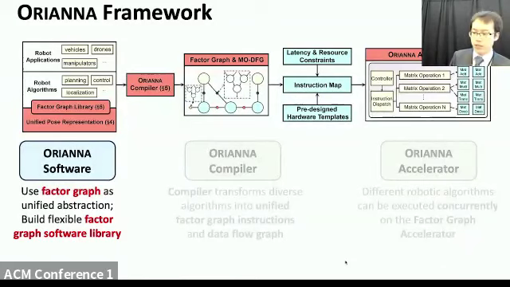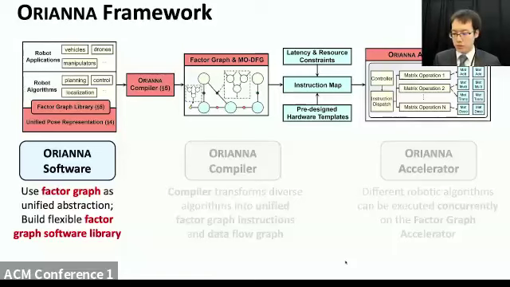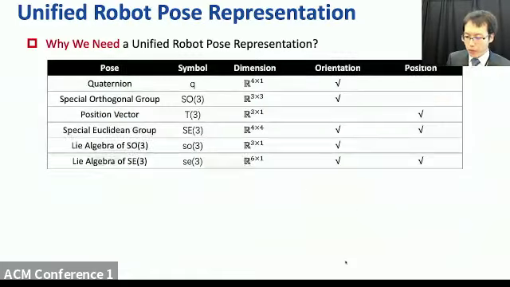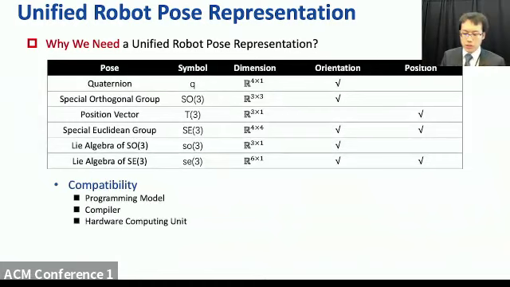So the first is the software stack. Through this software stack, users can implement different robotic algorithms to build their applications using the factor graph software library. So why do we need these unified pose representations? You can see many different pose representations exist in the field of robotics, and they can be transformed into each other. However, this diversity can create some problems. The first challenge is that this diversity makes it hard to build software and compilers to translate different algorithms into a consistent set of instructions.